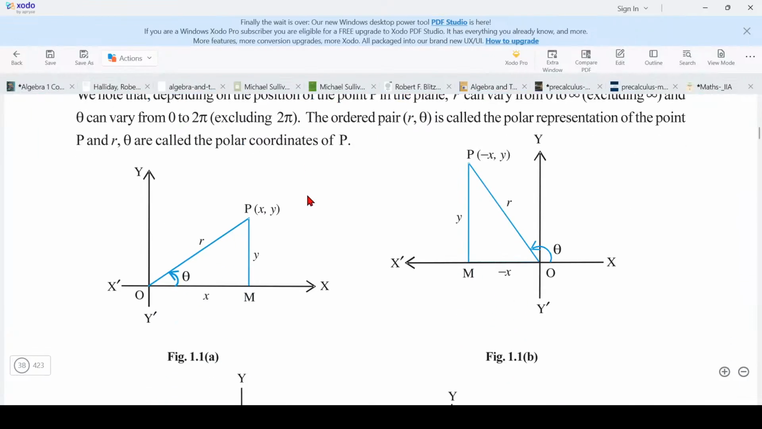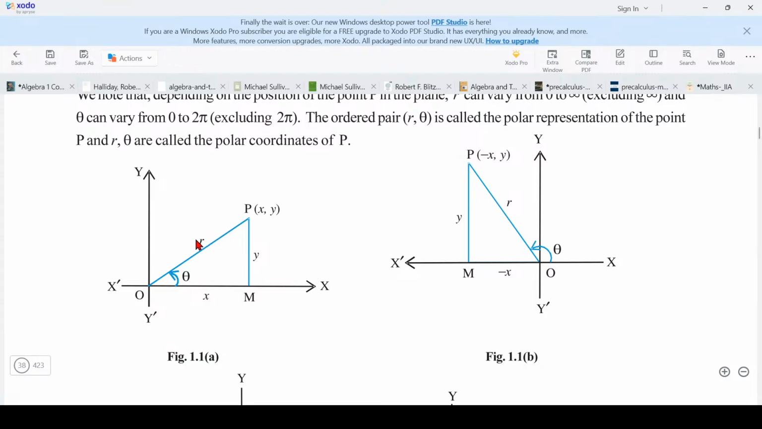Then there is something called polar coordinates. One way of representing this point is in terms of the x-axis and y-axis: the point is x units from the y-axis and y units from the x-axis. That is how we generally represent it. This is called the rectangular coordinate system. The other way to represent a point is that it makes an angle theta with the x-axis and is at a distance of r units from the origin. This is sufficient, no?